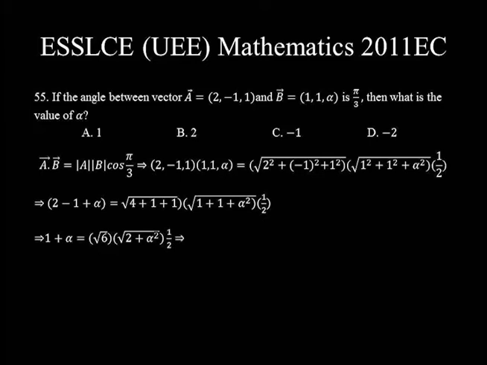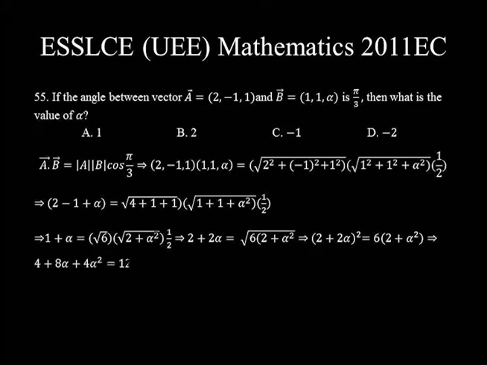Multiply both sides by 2, that's 2 times 1 is 2, plus 2 times alpha is 2 alpha, which is equal to the square root of 6 times (2 plus alpha squared). Take the square of both sides: (2 plus 2 alpha) the whole squared is equal to 6 times (2 plus alpha squared). So 2 plus 2 alpha the whole squared is 4 plus 8 alpha plus 4 alpha squared, which is equal to 6 times 2 is 12 plus 6 alpha squared.